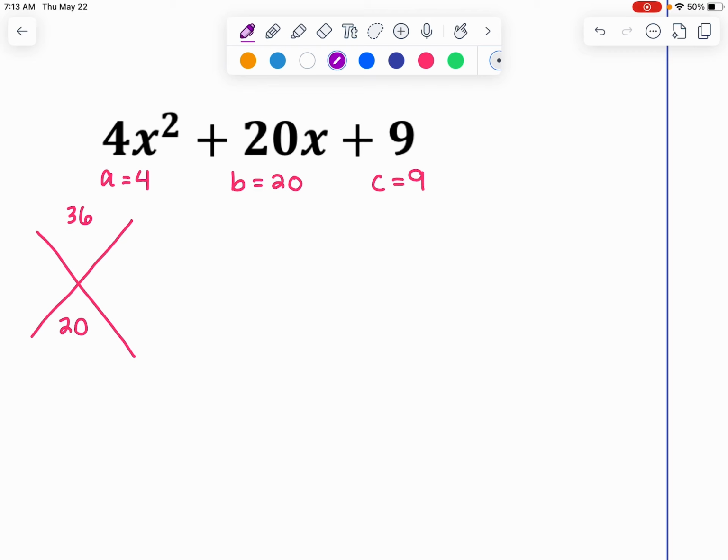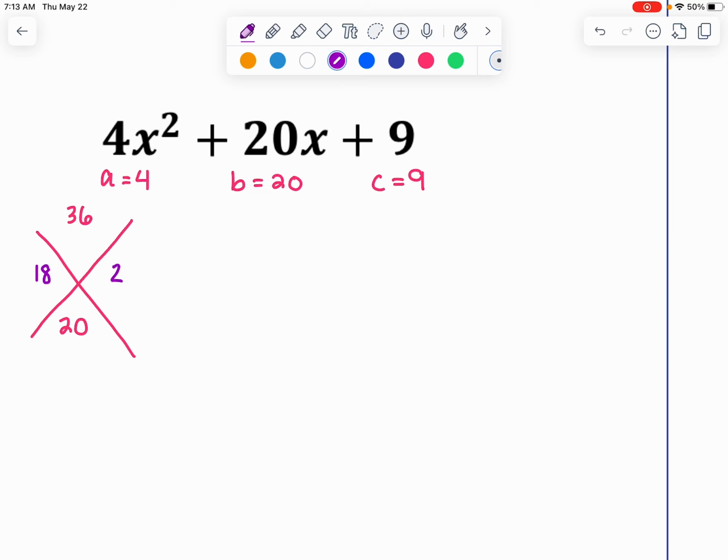All right, two numbers that multiply to 36 but add to 20. Well, 36 actually has a lot more options than some of the other ones we've been doing so far. You could do 1 times 36, 2 times 18, 3 times 12, 4 times 9, and 6 times 6. But in all those pairs I said, only one of them adds to 20, and that's 18 and 2.